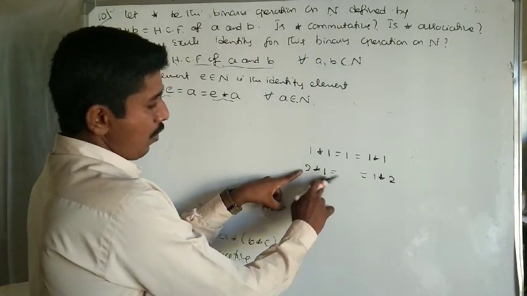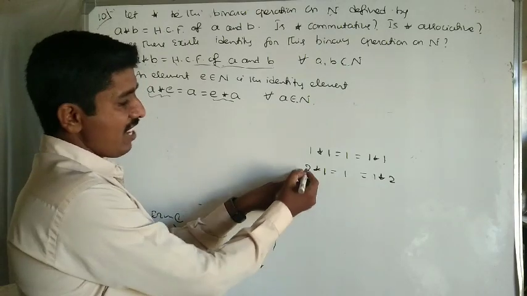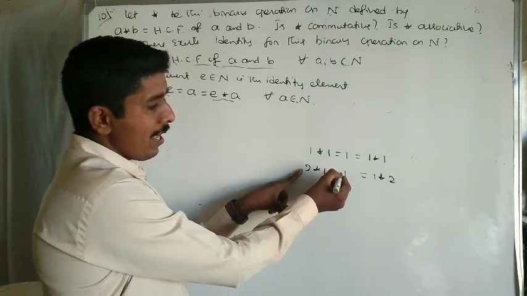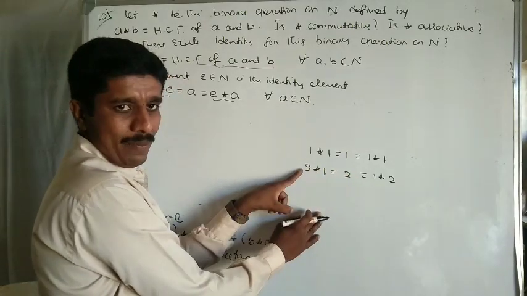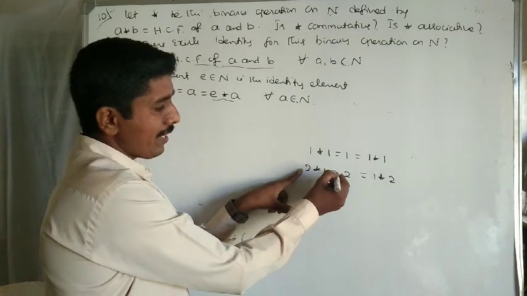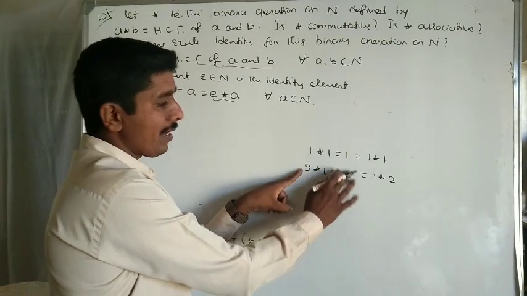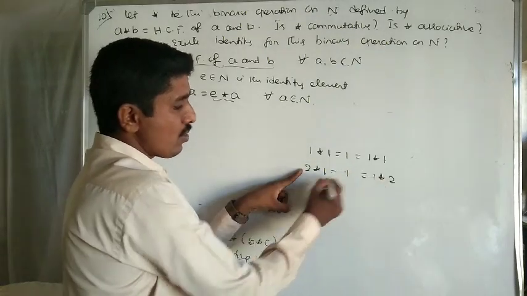Highest common factor of 2 and 1 is 1, not 2. LCM is 2, but here the highest common factor of 2 and 1 is 1. According to the definition, if it is 2, then we say that 1 is the identity element. But 2 star 1 cannot be 2 here. Clearly it is 1. Highest common factor of 1 and 2 is 1.